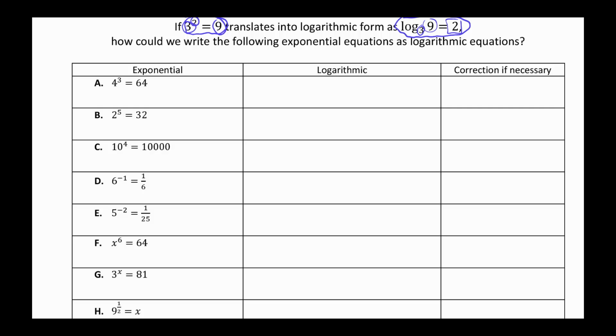Okay, let's see if you guys did the first one right. So A, the answer to A when we go from exponential to logarithmic form is going to look like this. Log base 4 of 64 equals 3. Okay, so a couple of things to note here.